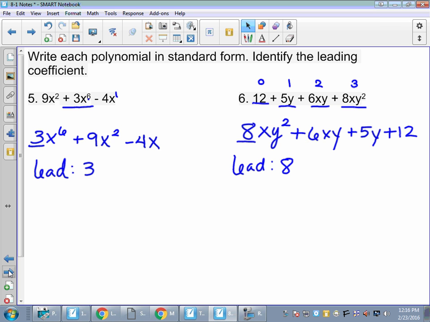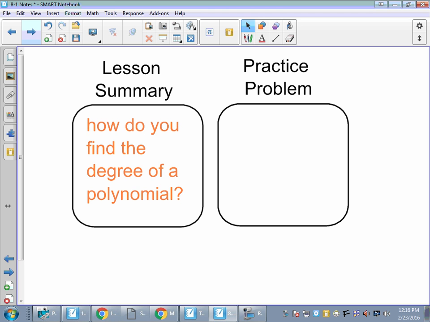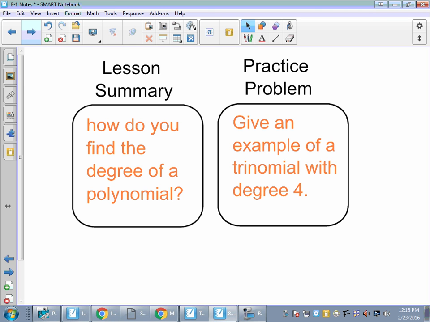And that's pretty much it for today. I know I didn't put this on your notes. I apologize, I was rushing. I think there's some space on the very front of the page if you want to put the lesson summary. I just have you answer one question here. How do you find the degree of a polynomial? Put it in your own words if you need to. And then give an example of a trinomial with degree 4. You come up with a trinomial that has degree 4. You can keep it as simple as you need to, or you can try to make it a little bit more complicated. Good luck.